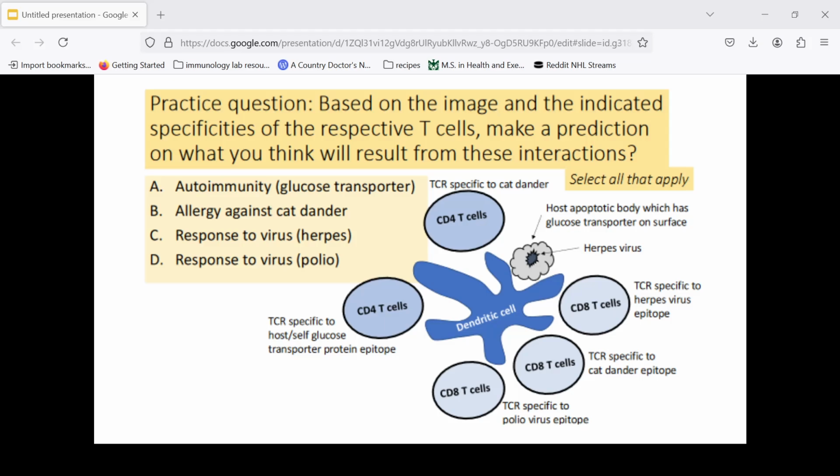Let's say we just don't have this CD4 T cell. Are we going to get activation of our herpes virus specific CD8 T cell? No, because there is no CD4 T cell which will become activated to provide signals 2 and 3. Does that make sense?